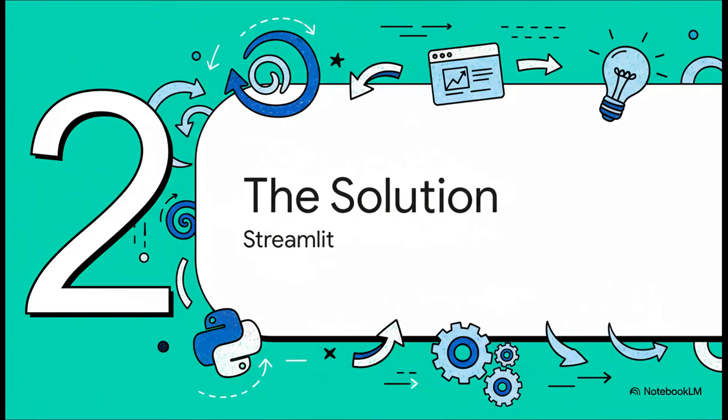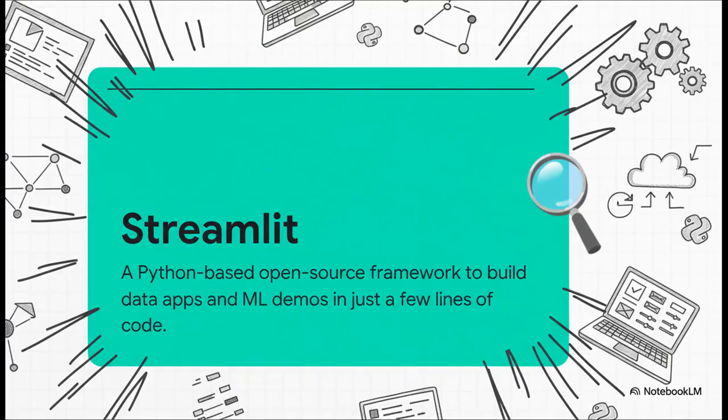But what if there was a better way? A purely Pythonic way to build that bridge? Well, this is where Streamlit comes in. It's the elegant, incredibly powerful solution we've been looking for. Okay, so let's be super clear about what Streamlit is. It's an open-source Python framework, and it was built from the ground up for data scientists and machine learning engineers.